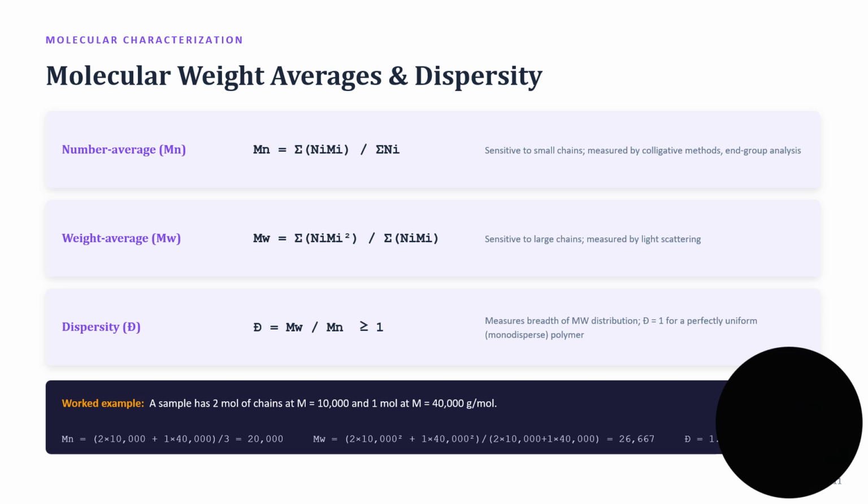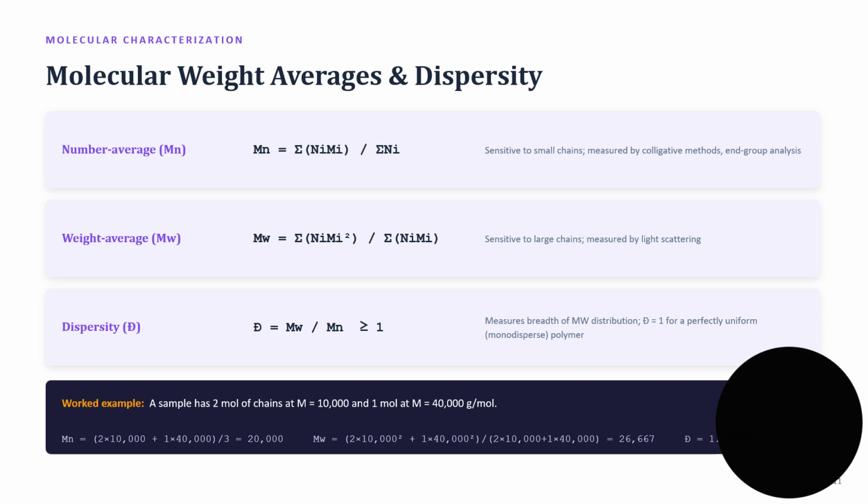Since Mw always weighs the bigger chains more heavily, Mw is always greater than or equal to Mn, and the ratio, dispersity or Đ, tells us how broad the distribution is. A perfectly uniform, monodisperse polymer has Đ equal to exactly 1. Any real polymer will have Đ greater than 1.